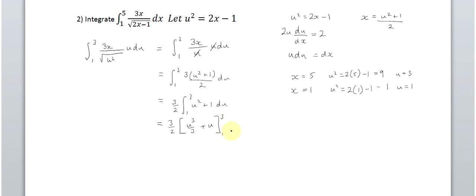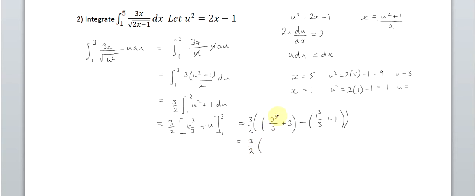And now it's just a question of carefully substituting in those limits. So we've got our 3 over 2, so then there's 3 to the power of 3 over 3 plus 3 minus 1 to the power of 3 over 3 plus 1, which is 3 over 2.